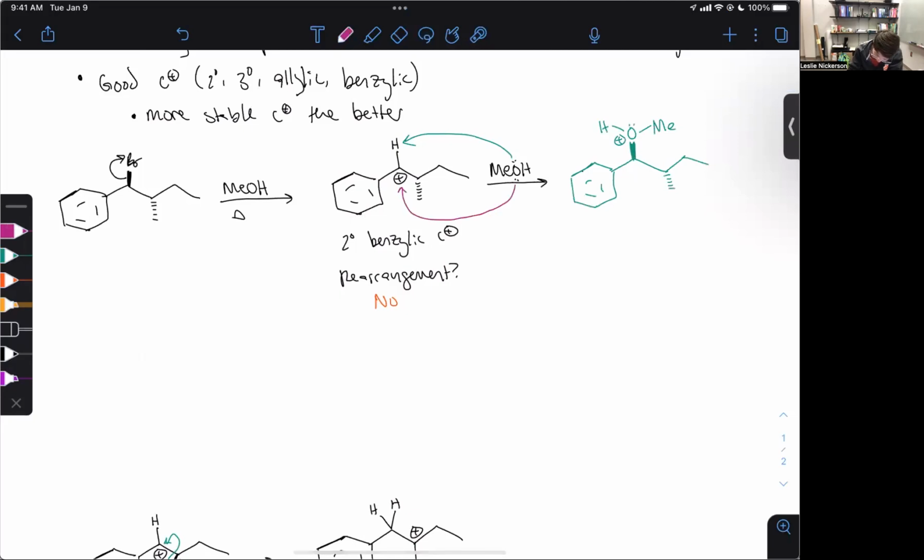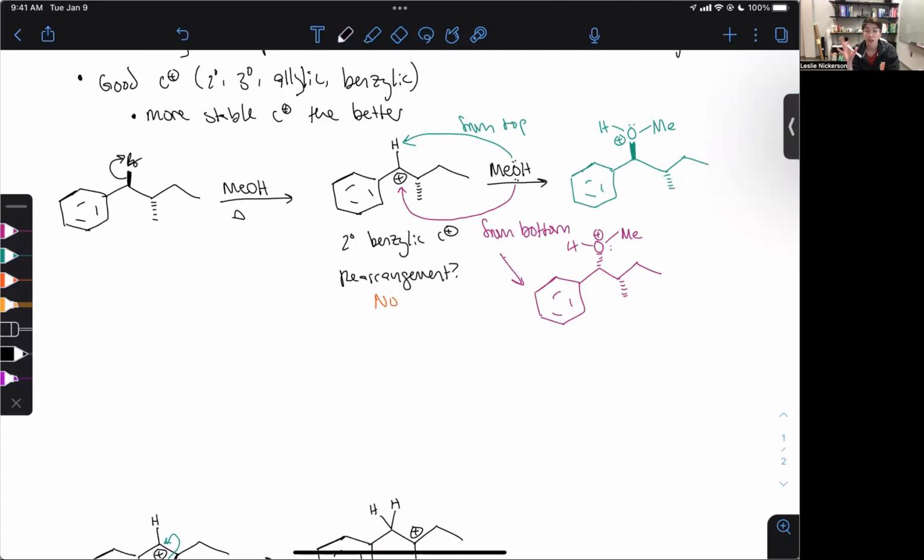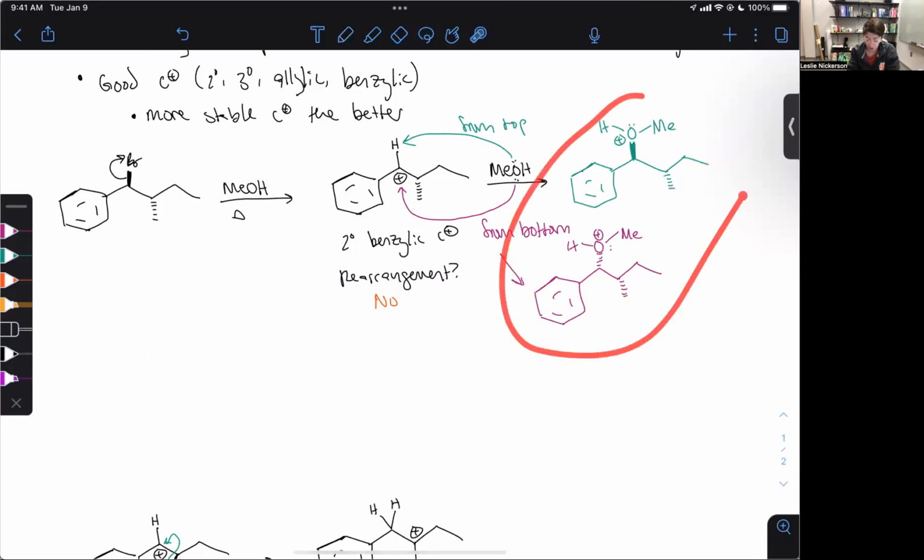Or I can attack from the bottom. And then attacking from the bottom is going to give me a different isomer, where now that methanol is going to be on the bottom, as a dash. Okay, so we're getting closer, but we're not there yet. All right, so at this point, I've got two stereoisomers. If we're looking at the relationship here, because I've got this stereocenter, these are diastereomers.